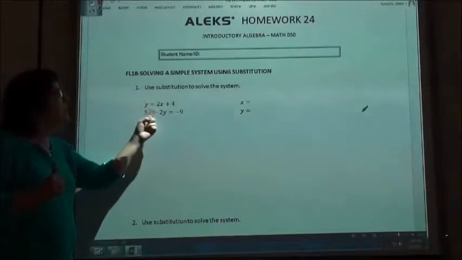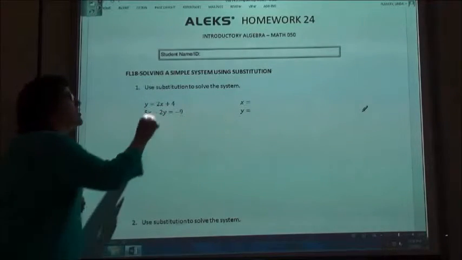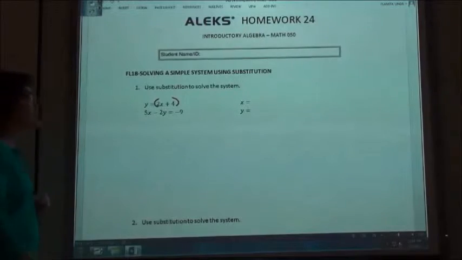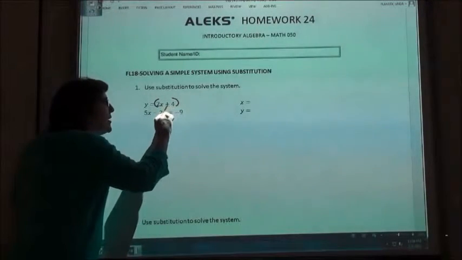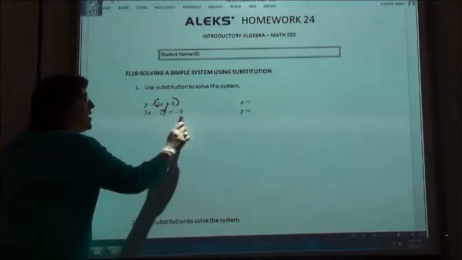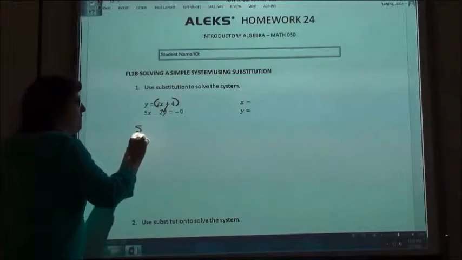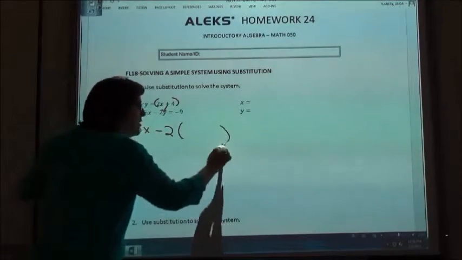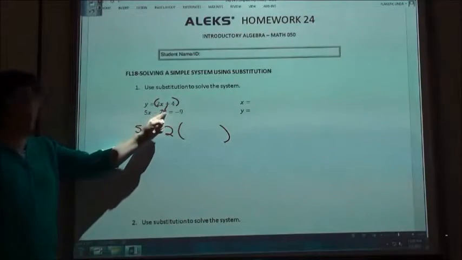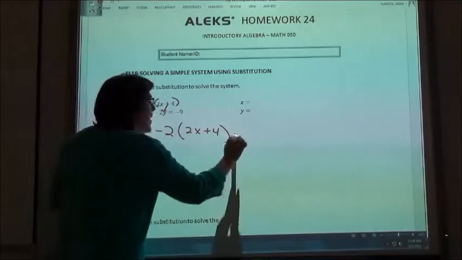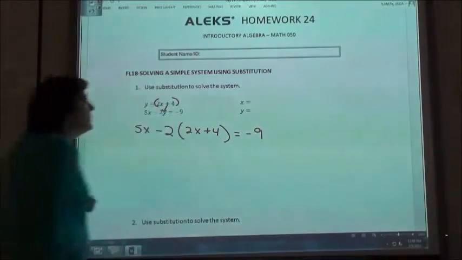What we're going to do is replace the y in our other equation with what y is equal to. In this case, y is equal to 2x plus 4. So in place of that y down there, we're going to put parentheses and put the 2x plus 4 in its spot. So rewriting the second equation, we're going to have 5x minus 2, and then in parentheses, where the y was, we're going to put the 2x plus 4. And then we're going to have equals the negative 9.